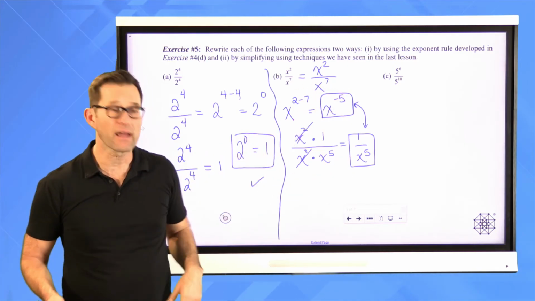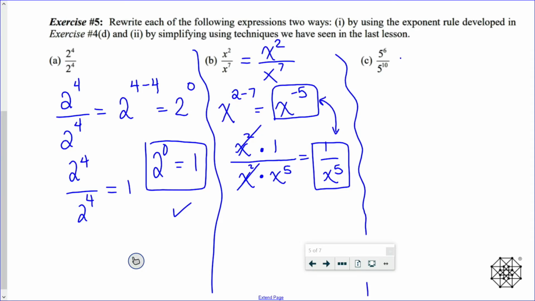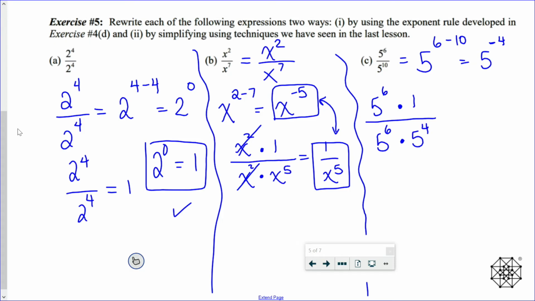And we'll see exactly the same thing with letter C, except here our base is numerical. If I use my exponent property here, 5 to the 6 minus 10, I'd get 5 to the minus 4. Okay, that's just using my exponent property. On the other hand, using my simplification techniques from our last lesson, I could rewrite this as 5 to the 6th times 1 over 5 to the 6th times 5 to the 4th. Those 5 to the 6th would cancel, and I'd be left with 1 over 5 to the 4th.